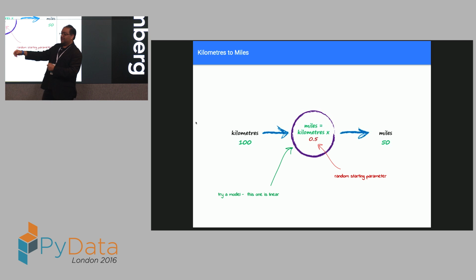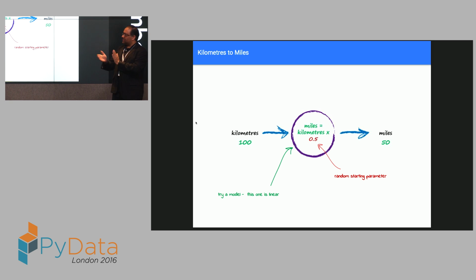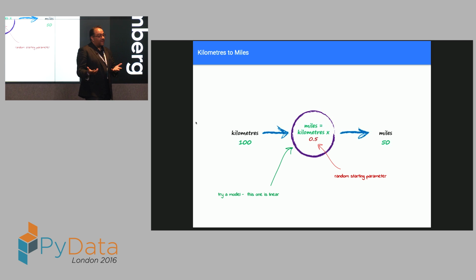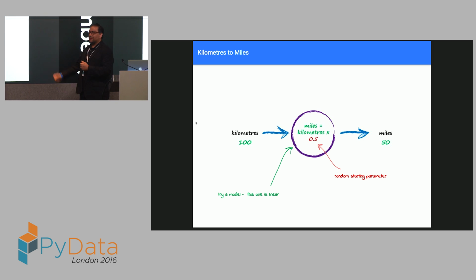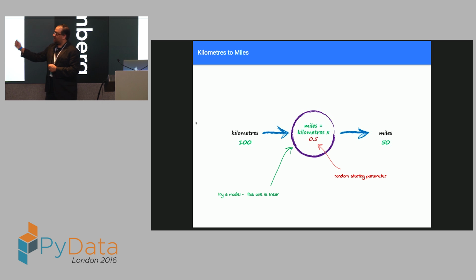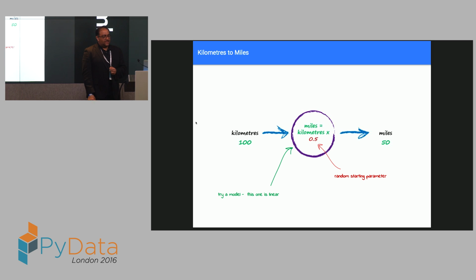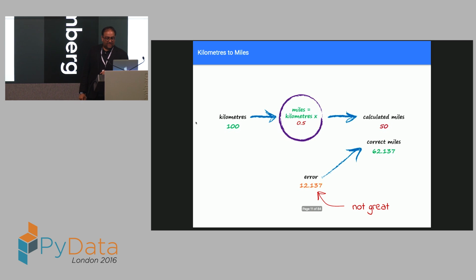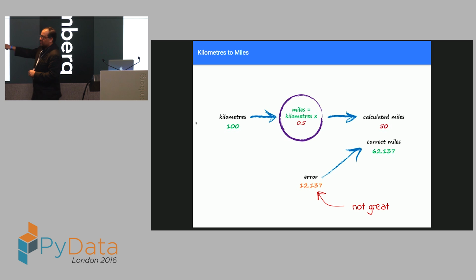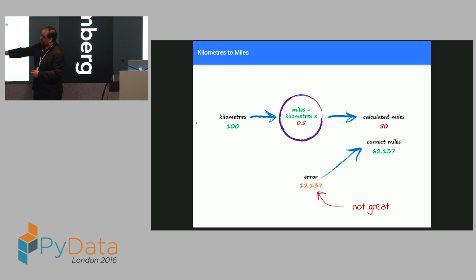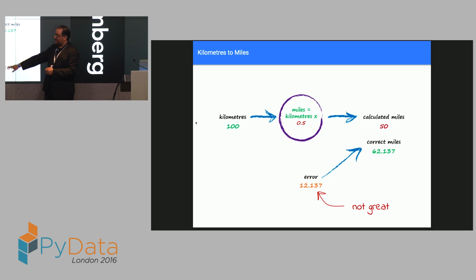We suppose that miles is kilometers times some number, a linear model. We think they're proportional. And we have a parameter which we try, a randomly selected initial number. Let's just try it. We put 100 in, times 0.5, we get 50 out. And we know that's wrong, because when we compare it to real life, we've got some real examples of what the answer should be. We say, okay, that was wrong. That's not great. There's an error there.